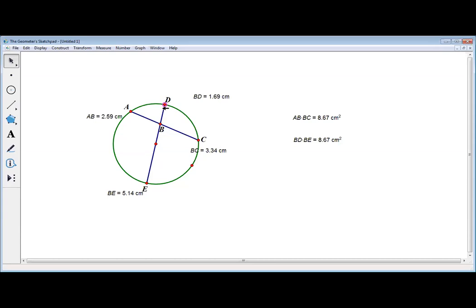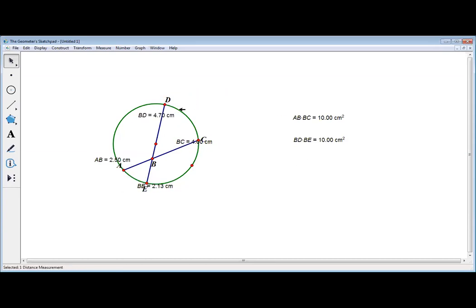As always, I can move these endpoints around, and look, it stays the same. Wow, I got a nice number, 10. 2.5 times 4 equals 2.13 times 4.7, which is approximately also equal to 10. So there we go. Now we've got the relationship for our first theorem. Let me get back to my iPad and let's write down our discovery.